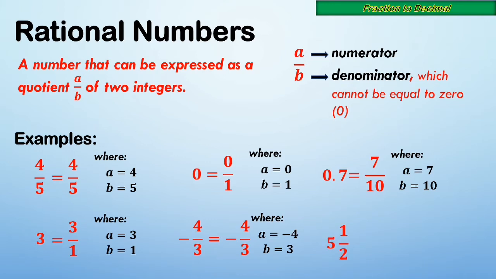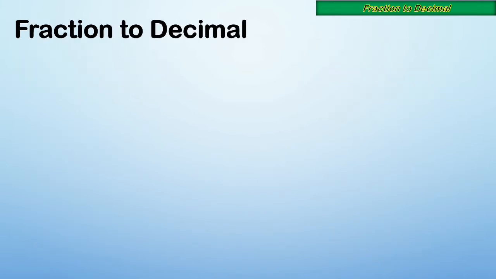Another one, 5 and 1/2. 5 is a whole number, so this is equal to 11/2, in which 2 times 5 is equal to 10 plus 1, that's why it is 11. Okay, in which a is equal to 11 and b is equal to 2. This time, we will discuss how a fraction form transforms into decimal form, from fraction to decimal form.